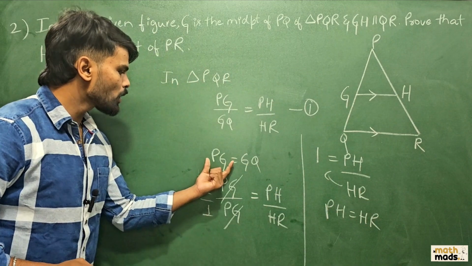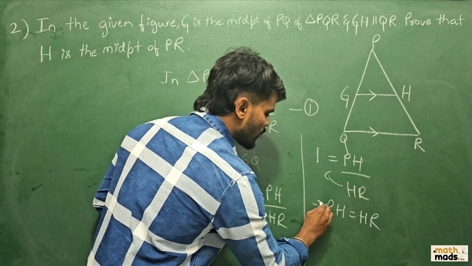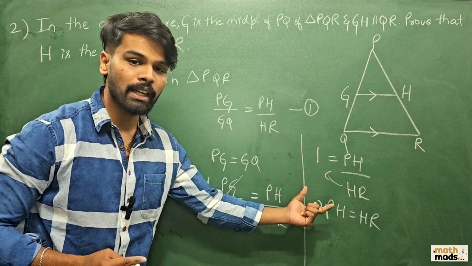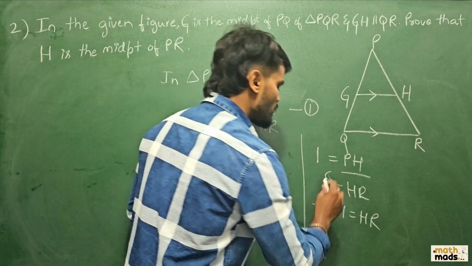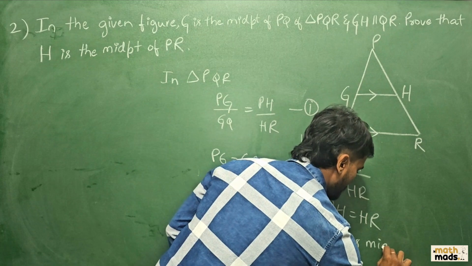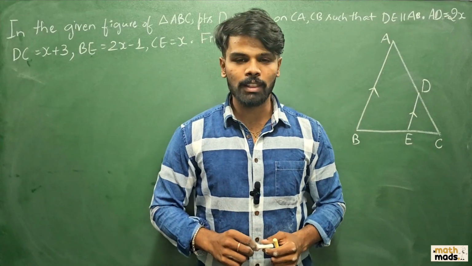Now, here you got PG is equal to GQ. So G was your midpoint. Here you have got PH is equal to HR. So which will be the midpoint? H will be the midpoint. So now you have proved that H is the midpoint. Simple problem. So now let's solve the third problem.